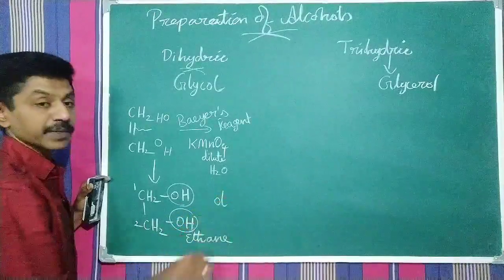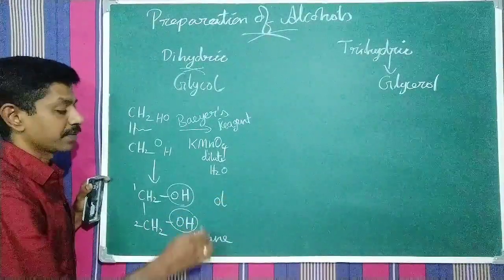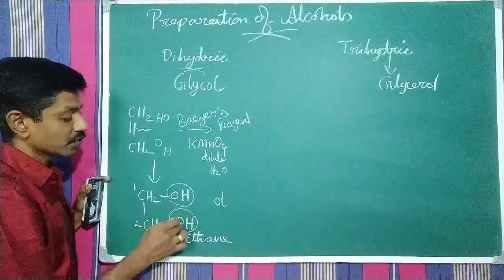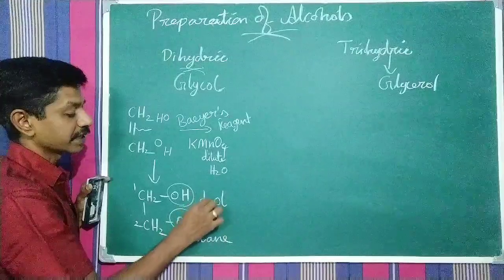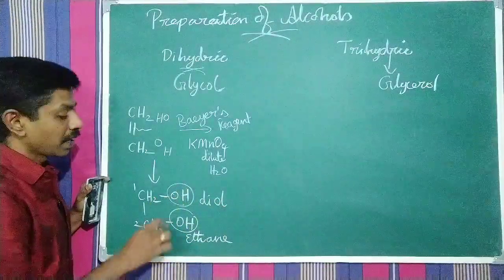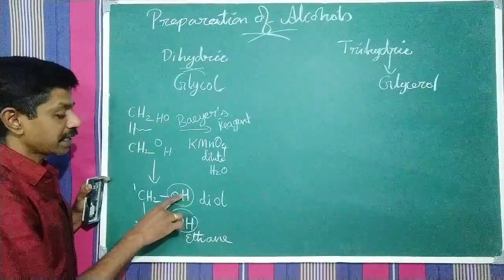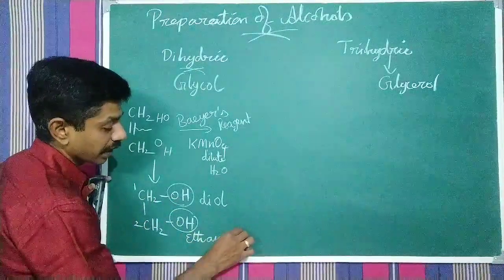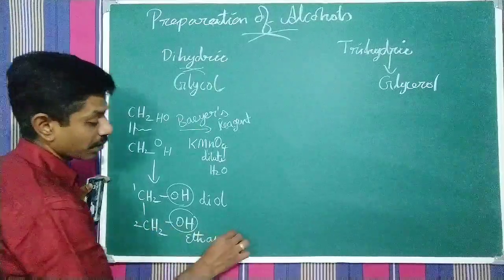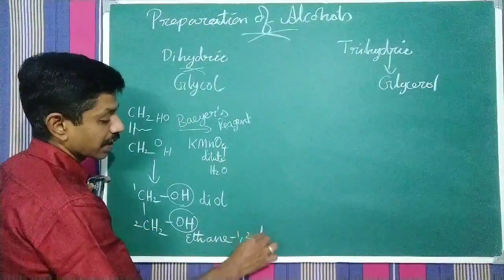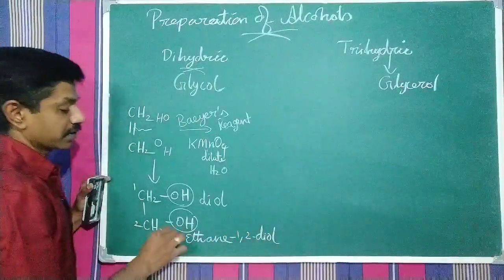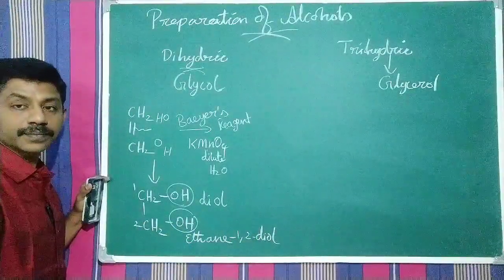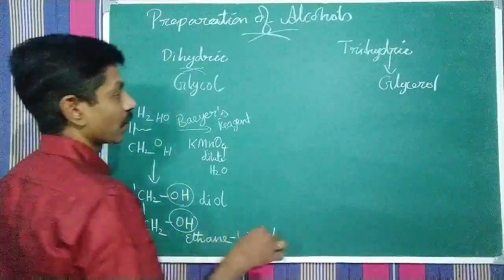Alcohols are named by adding the suffix OL. Since there are two OH groups available, the name has to end as diol. And the thing you have to understand is that the OH position has to be mentioned. So now ethane, the positions are 1, 2. That's why the final name for glycol is ethane-1,2-diol. This is how they prepare glycol.